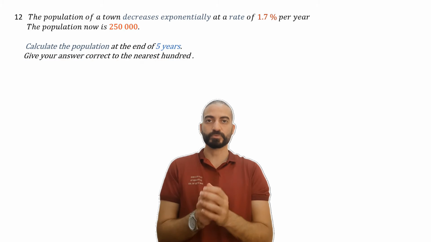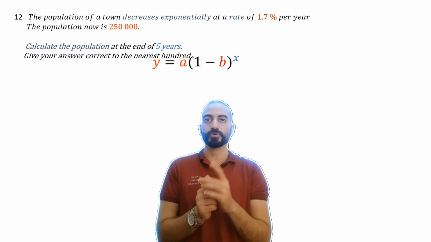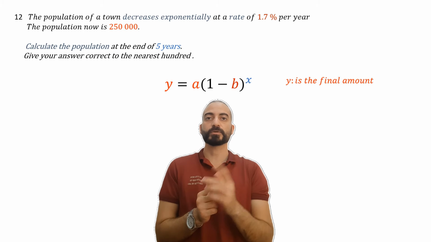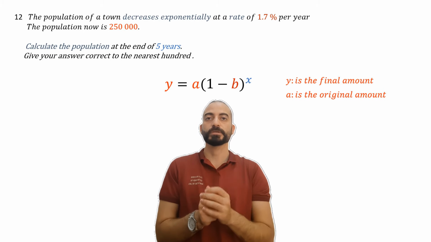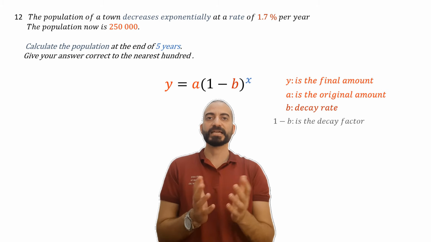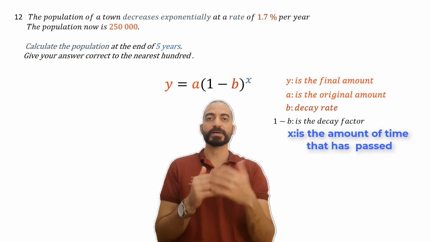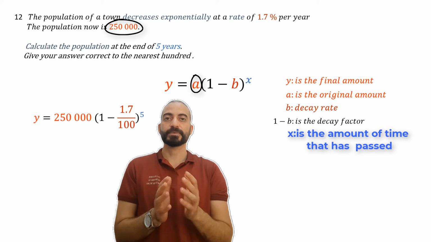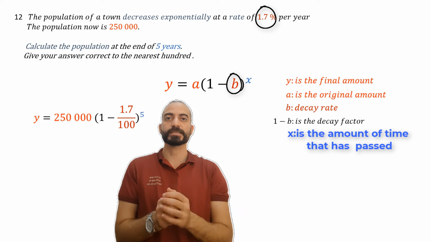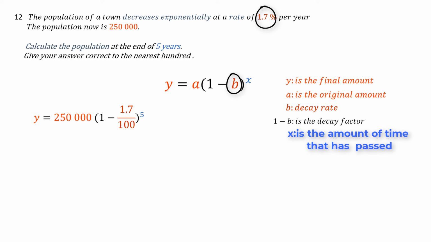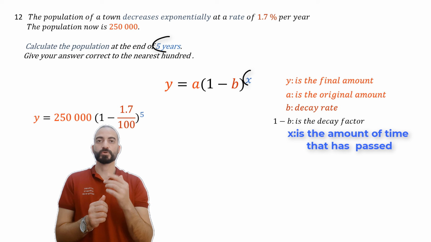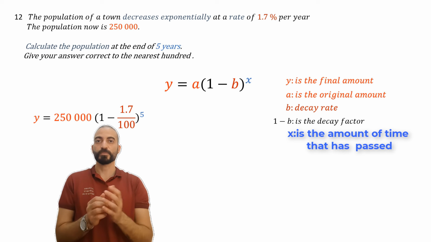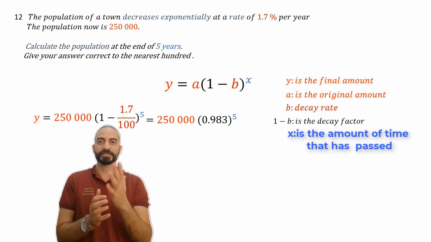When we hear about decreases exponentially, this rule y equals a(1 minus b)^x must come to mind. Y is the final amount, A is the original amount, B is the decay rate, and X is the amount of time that has passed. In place of A, we put 250,000, and in place of B, we put the rate, which is 1.7 over 100, and in place of X, we put the time, which is 5 years. And we will get the population at the end of 5 years.